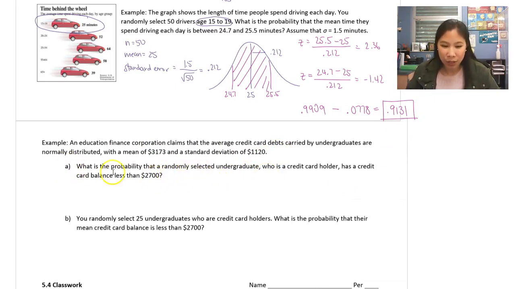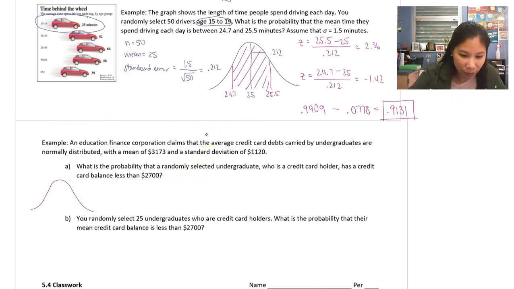Okay. So in this question, notice that they didn't give us a sample size. So like in this original part of the question, in part A, when they're asking about the probability, they don't tell us a sample size. If they don't tell us a sample size, that means we don't have to do the standard error formula. That means in our normal curve, our mean is still 3173 that they told us. The standard deviation, if they don't give you a sample size, is just whatever standard deviation they told you, so the 1,120.